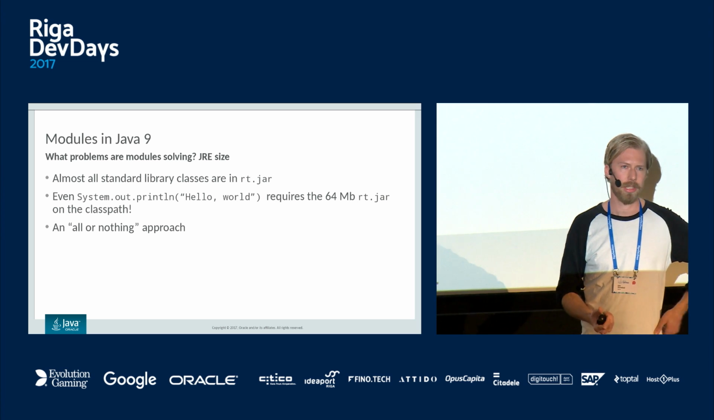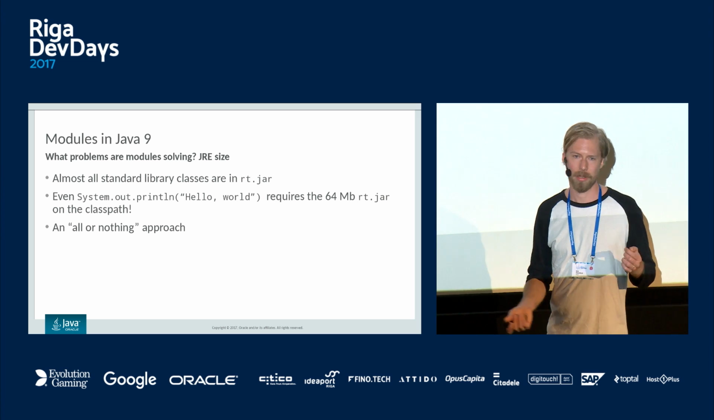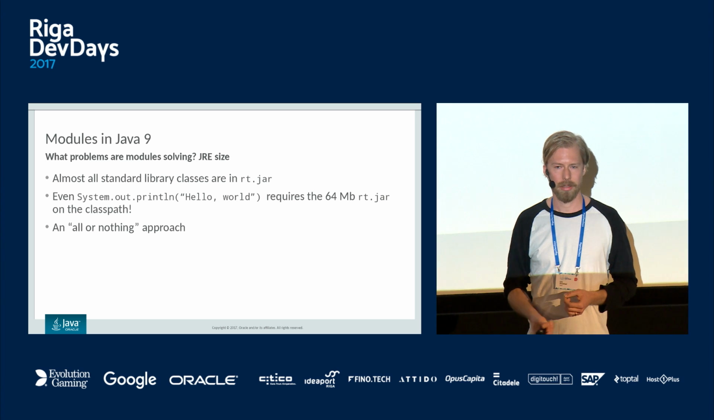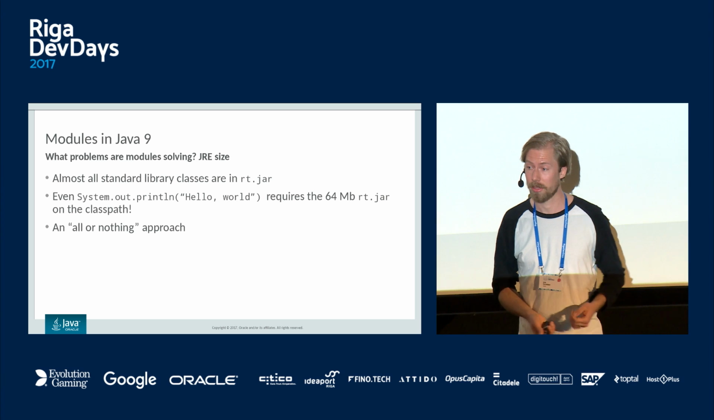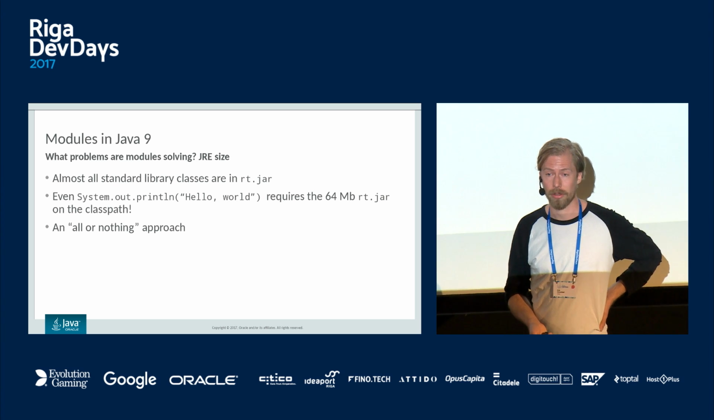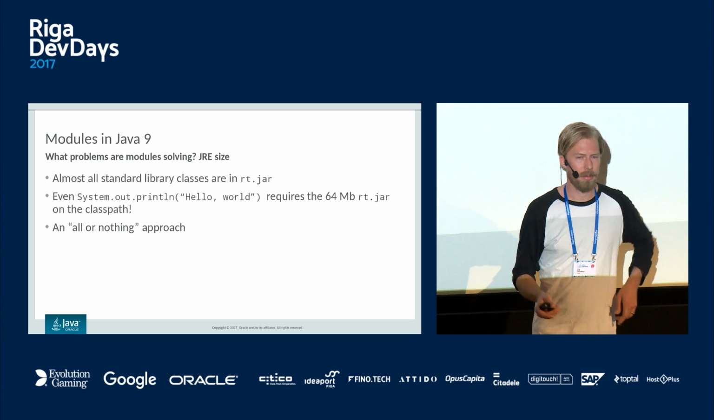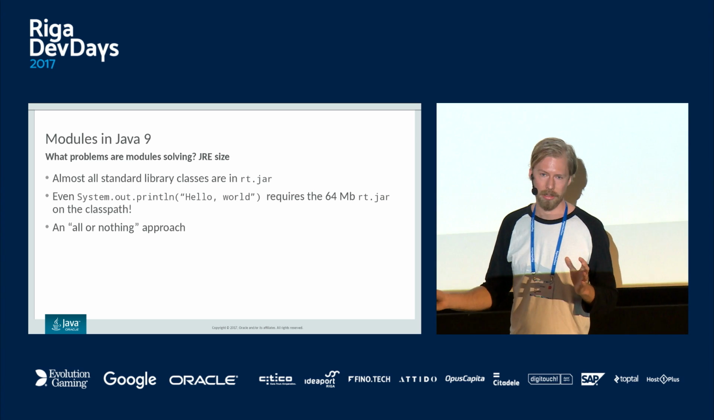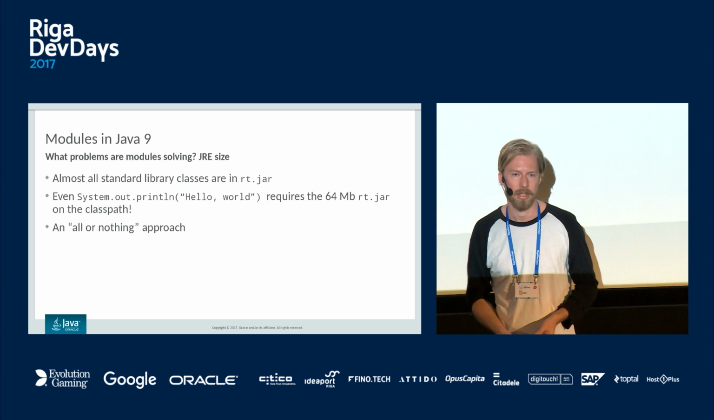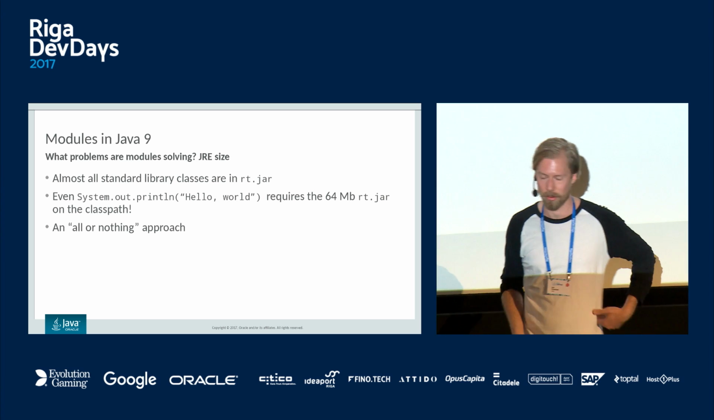That means that if you're just going to write a little simple System.out.println hello world, you're going to have to drag along those 64 megabytes of standard library classes, because you need rt.jar to run your program. This is a little bit like an all or nothing approach. It's hard to get the pieces you need just for your application. You either get it all or you don't get it at all.